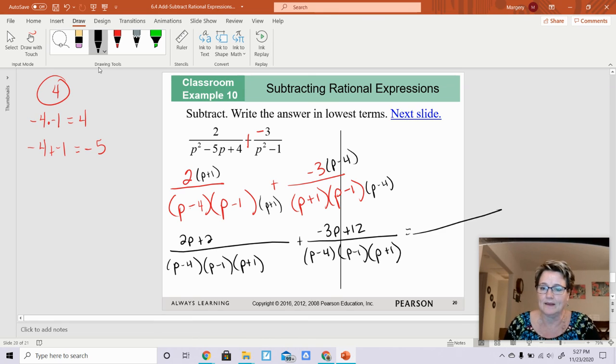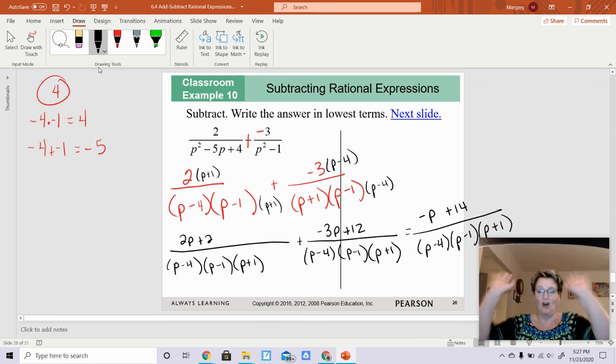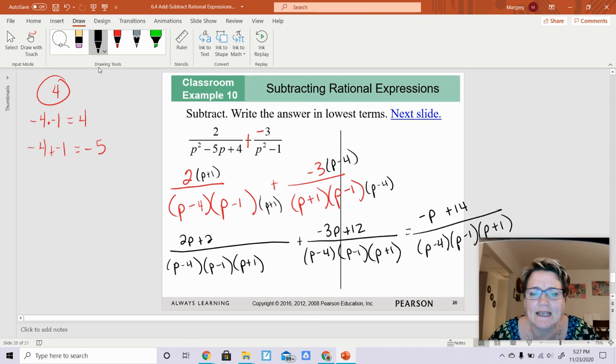Now, all of this, you guys, I'm writing it again. Don't freak out. It's just a lot of writing. No big deal. Now, combine like terms. We have a negative p plus 14. And you can call it a day because there's nothing more you can do. That's the answer. Oh, wait, I totally missed it. That's actually 14. Oh, no, I did it right. Okay, all good. So that's it for that one.